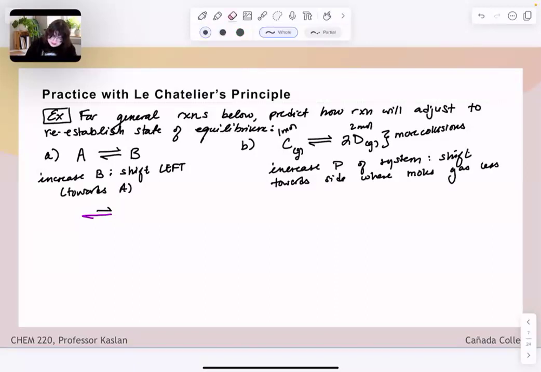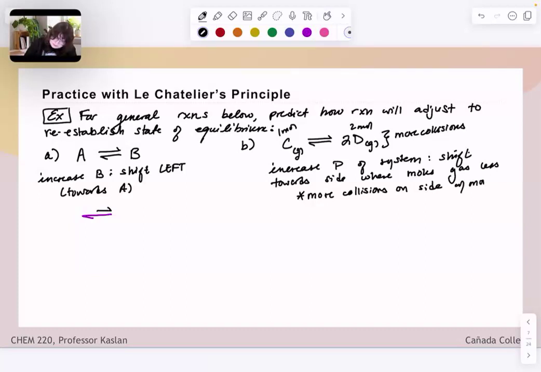And this is because I've got more collisions on the side of the reaction with more moles of gas. So this would also be a shift, in this case, left. So I would see a momentary spike in the rate of the reformation of C until we gradually reestablish equilibrium.